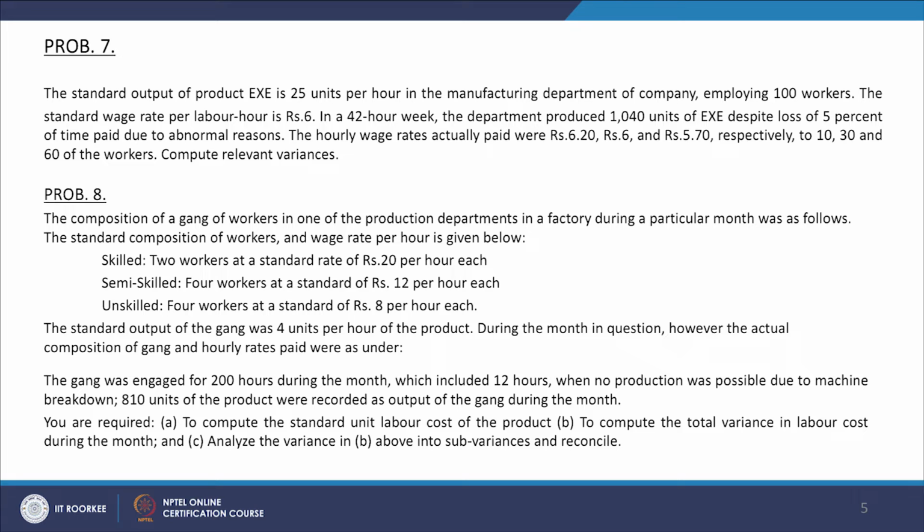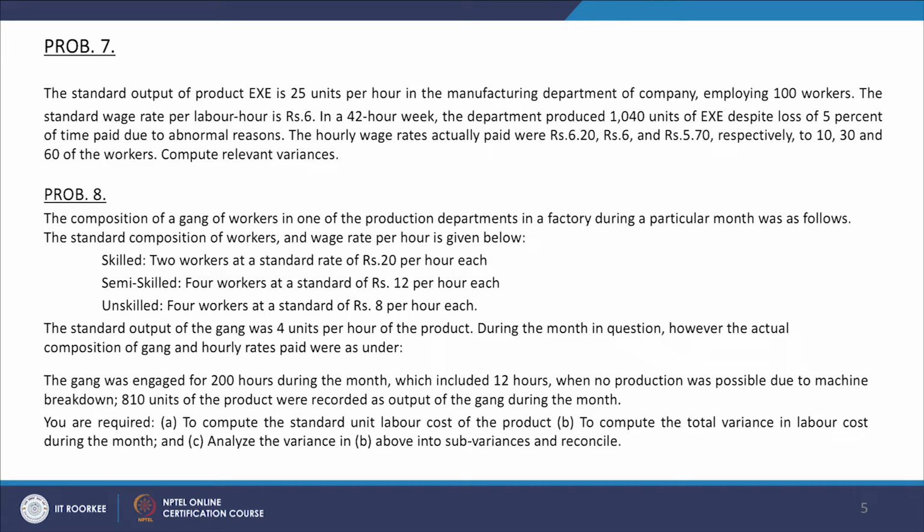We have paid 10 rupees per hour to the unskilled worker as against the standard rate of 8 rupees per hour. Now, the gang was engaged for 200 hours during the month, which included 12 hours when no production was possible due to machine breakdown. Here is the problem of the idle time. 800 units of the product were recorded as output of the gang during the month. So, when we put the workers on the job, they are there for 200 hours. And what is the output of the 10 workers? Per hour it is 4 units. So, what was the targeted production?